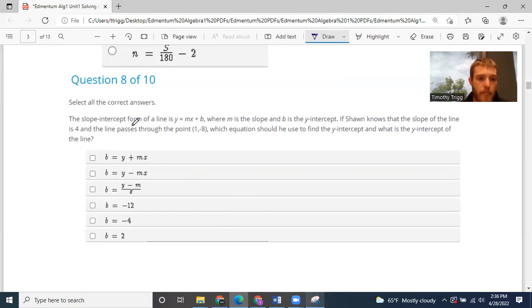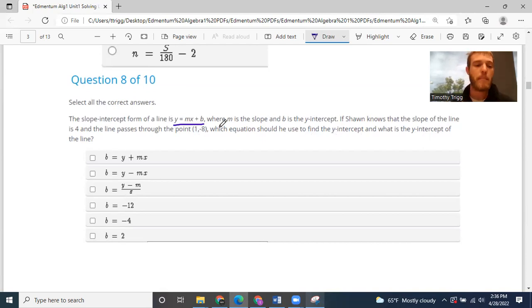The slope-intercept form of a line is y equals mx plus b. We're going to go over that formula in particular quite a bit in later units. Y equals mx plus b. It's the slope-intercept form of a line, where m is the slope and b is the y-intercept. If Sean knows that the slope of the line is 4 and the line passes through the point (1, -8), which equation should he use to find the y-intercept, and what is the y-intercept of the line?